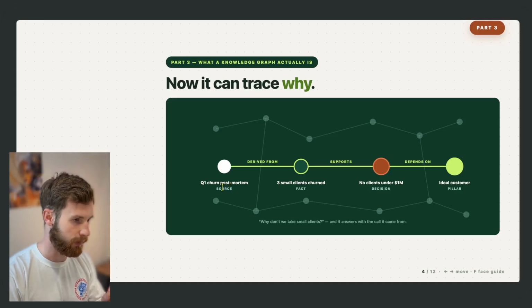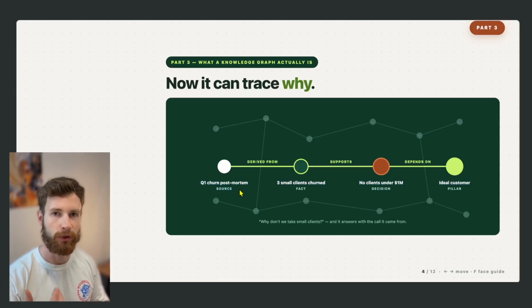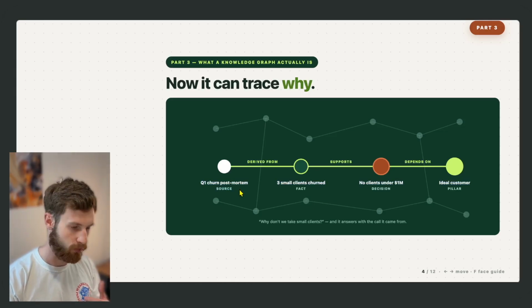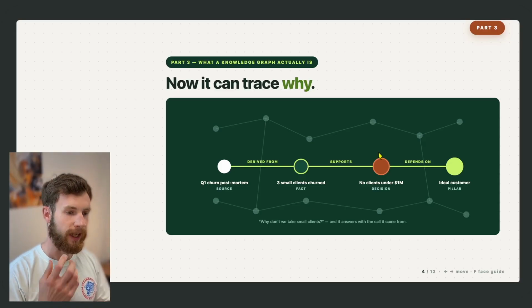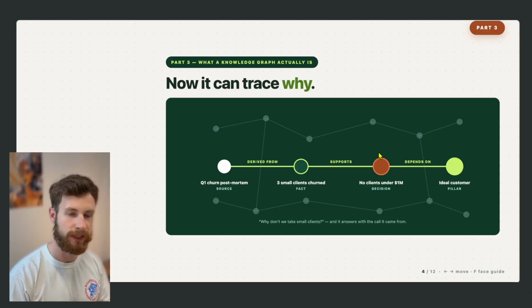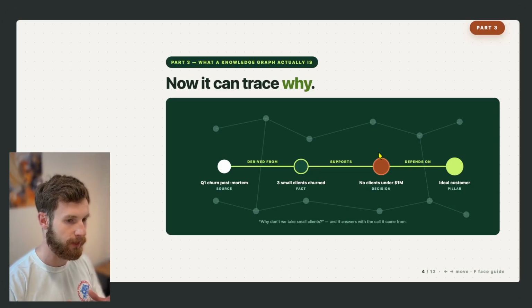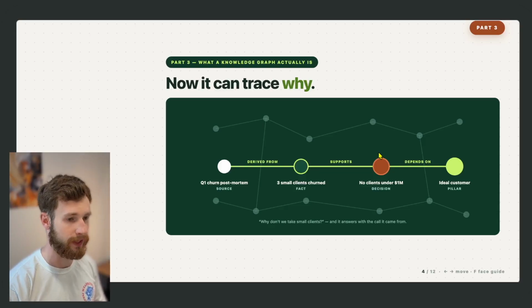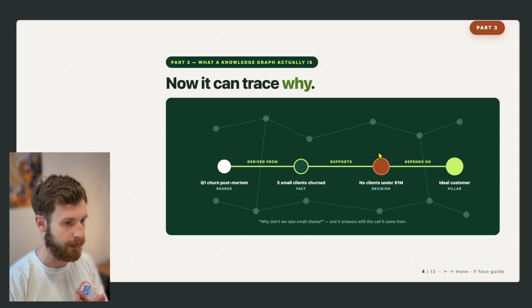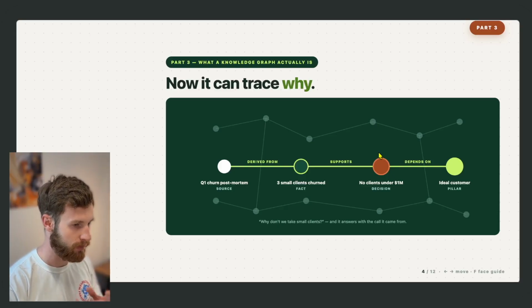Let's take this real business example here. You might have a meeting about Q1 churn, and that is a source. Let's imagine you had an AI note taker taking the transcript. That is your source. Then you have facts. For example, during the meeting, you might have said 3 small clients churned. The AI looks at that in the transcript and says, okay, that is a fact. That fact supports a decision that the business shouldn't take clients under 1 million a year in revenue because they churn faster. That is an insight you came up with because you realized all of your bigger clients were happy with your service and they stayed, while all of your smaller clients didn't stay and churned away, and you had the same customer acquisition cost on them.